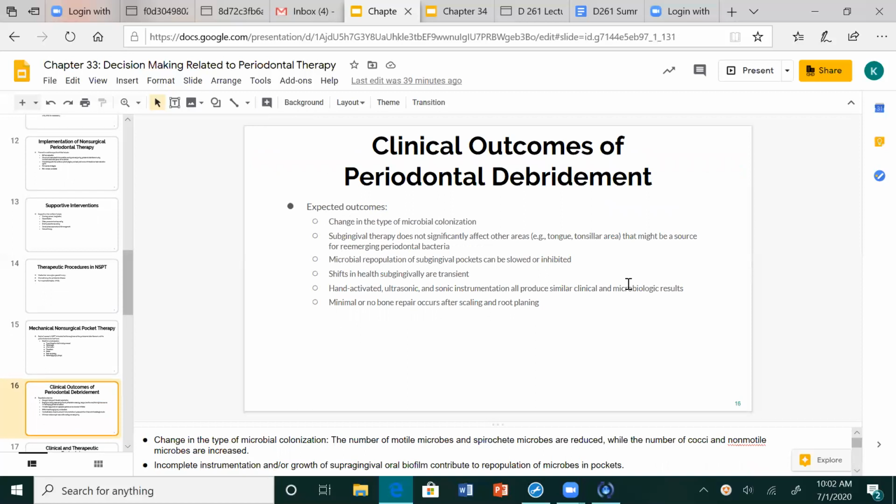Clinical outcomes of periodontal debridement. So, the most important thing, like I said, is that we're eliminating that bacteria. So we want to change the microbial colonization.